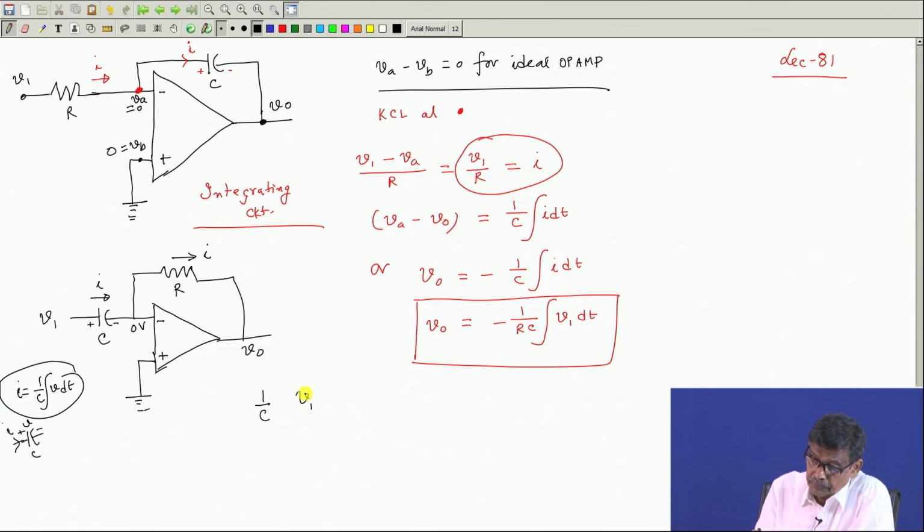So, let me write it in terms of V 1, and this will be the current, and this current is the same as this current. So, how much is this current? It is the potential of this point minus the potential of this point, divided by R, that is 0 minus V naught by R.